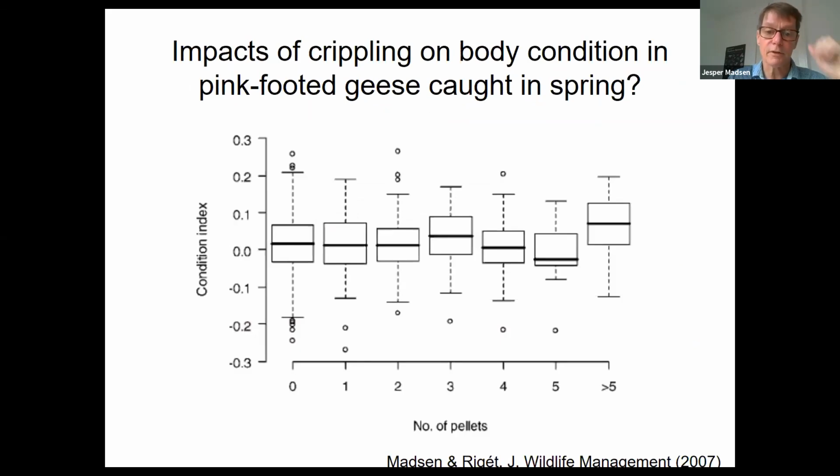And first of all, we looked at the body condition of birds at the time of the X-ray. We looked at the size of the birds and the weight of the birds and made a condition index out of that. And what we found here was actually that we see no effect of the number of pellets found in the tissue of birds on the condition. So at least there was no direct sign that there would be an effect on condition that may have had fitness consequences. Of course, we could still have some subtle effects that we were not able to pick up in our measurements and in our study.